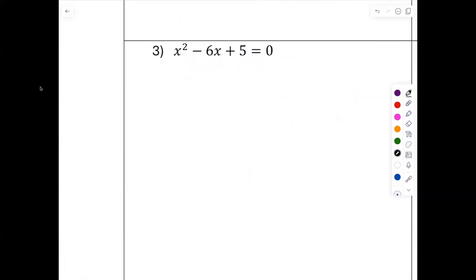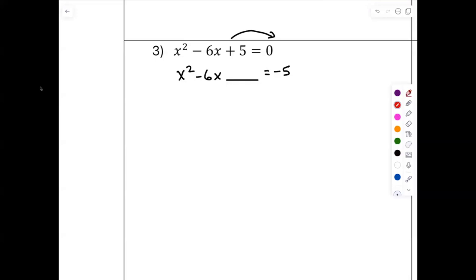All right. So step number 1, move the constant over. You're going to write down x squared minus 6x, leave a space, equals what? Equals -5.